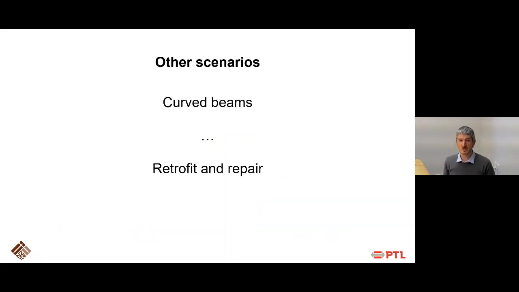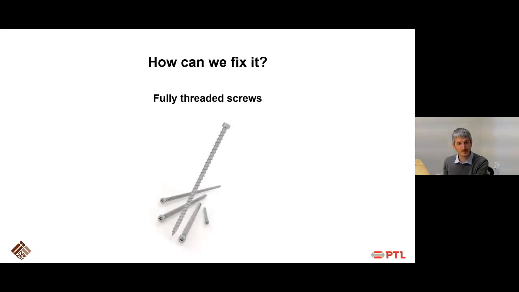The other scenarios, which I'm not going to cover in here, which are curved beams and retrofit and repair, are quite specialist topics which I'm not covering neither here nor in the actual design guide from NZ Wood. So these are the typical design scenarios we're going to have to look at. And obviously the next question is, how can we prevent this?